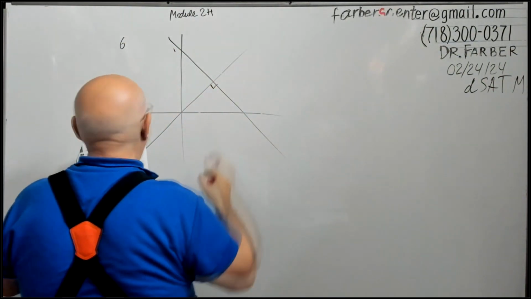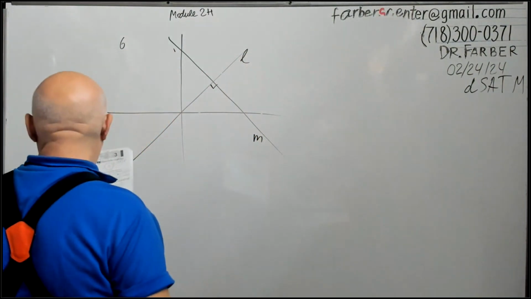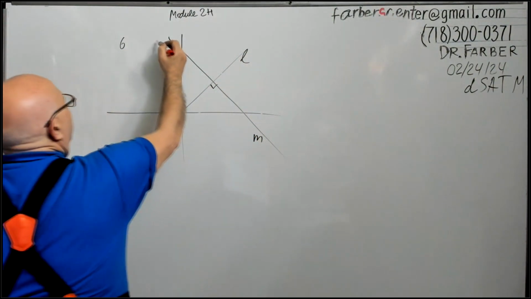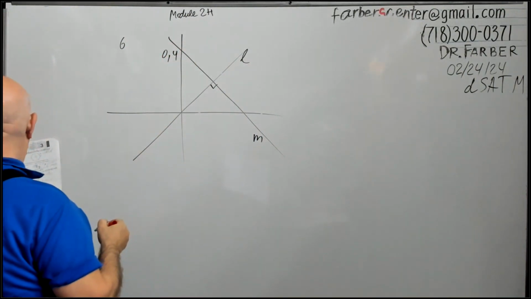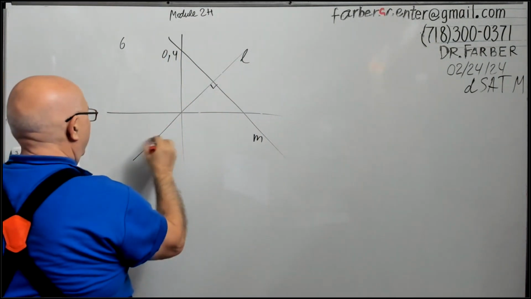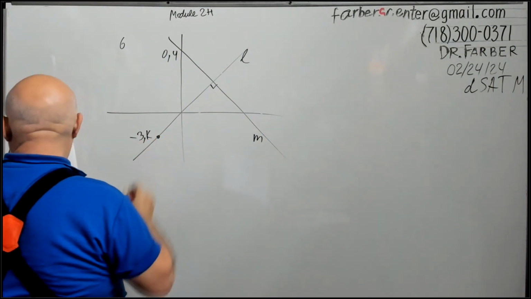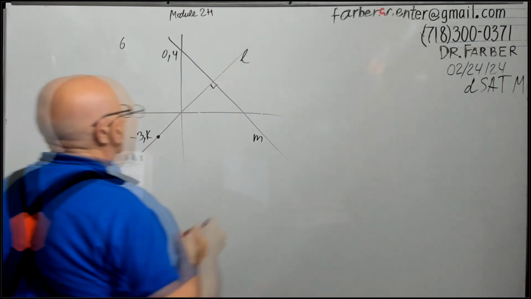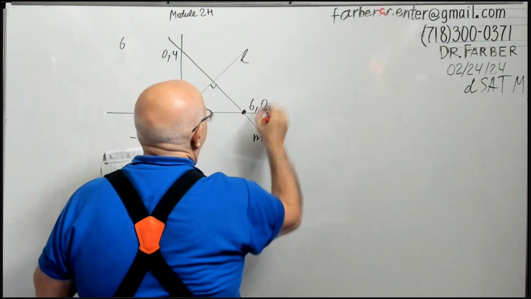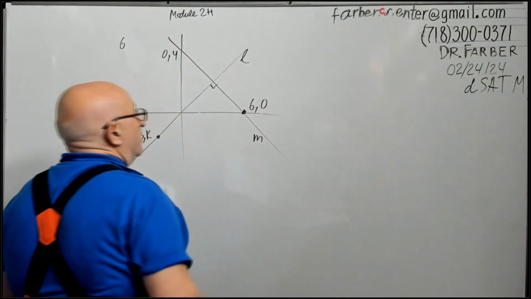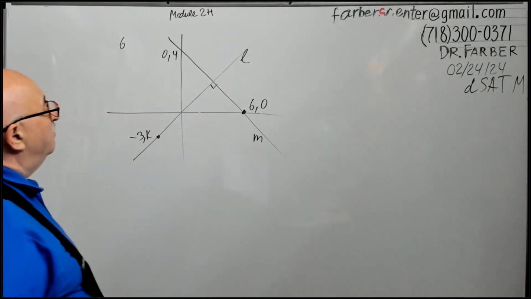And this is L, this is M, and this is 0, 4. And this is negative 3K. What else? And this is 6, 0. So I will not solve this problem. I will show the steps. If you need, I will solve.